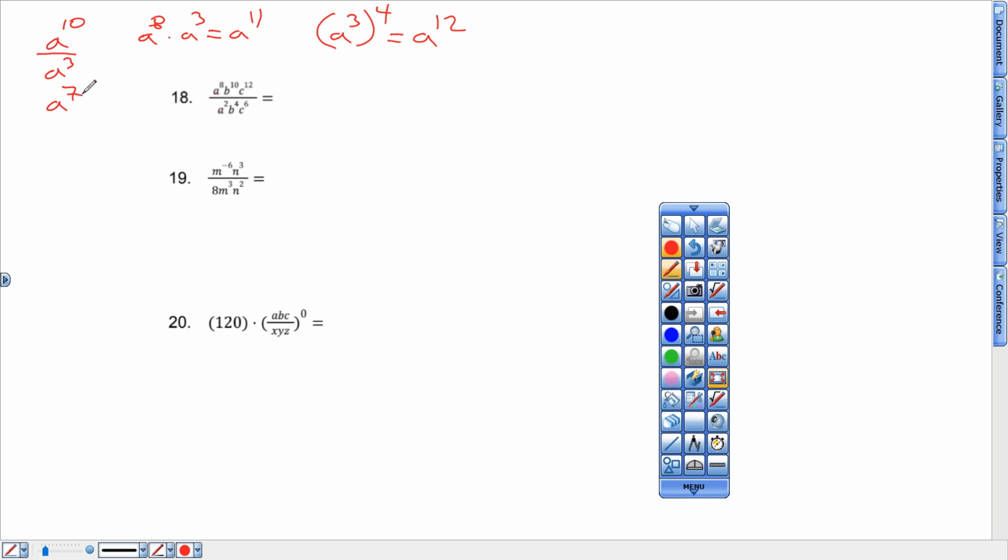All right, good job. So this gives you a to the what? If I do top power minus bottom power, so 8 minus 2, it is 6. Yep, 8 minus 2 gives me a to the 6. How about my b? 10 minus 4 is 6. Yep. How about the c power, 12 and 6? 6. Yep. And that's it. You don't have to do anything because you didn't end up with any negative exponents.